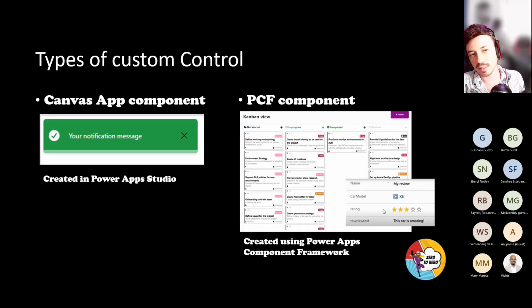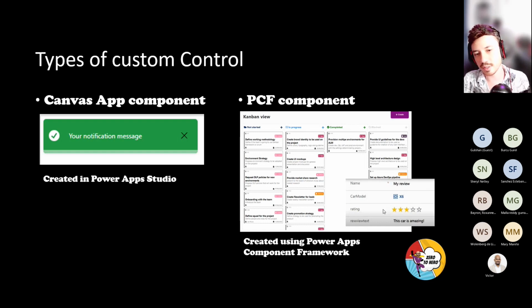And let's discuss the types of custom controls that we have. First, let's divide this into different worlds. So one type is Canvas app components. These are components that you are going to build inside of the Canvas App Studio experience. And we're going to do a hands-on later showing how it's done.